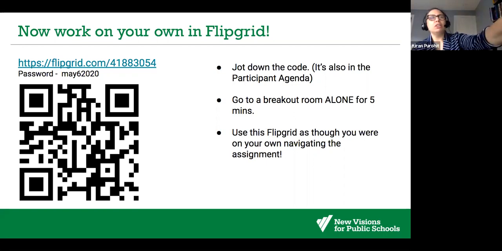So you either need to go to this Flipgrid from this link, from this QR code, or from the participant agenda, or Susan will chat you the link once you're in a breakout room. So you have 4 ways to get the link. And remember, once you get to it, you press that green plus sign, and that'll prompt you to record your quick video. Okay.